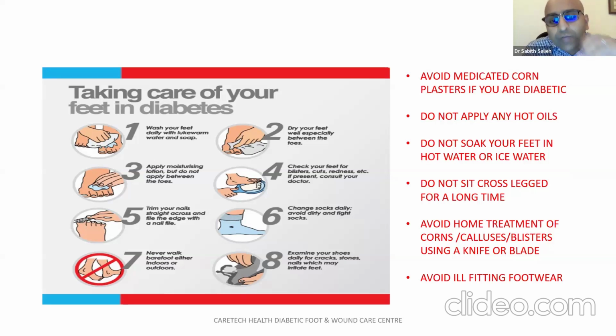Then you must check your feet daily, right? So you can use a mirror to have a look and see, okay, is there any wounds? Is there any blisters, any redness, right? If you can't check it with a mirror by yourself, you can get somebody else to check it for you, right? Trim your nails, remember, straight across. Don't trim it in a curved way, straight across, and don't cut it too short, right?